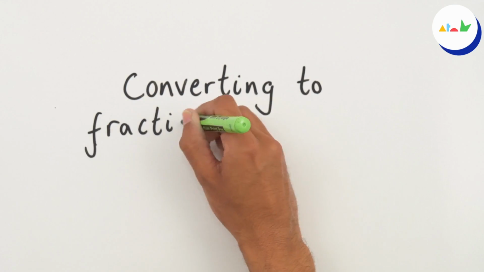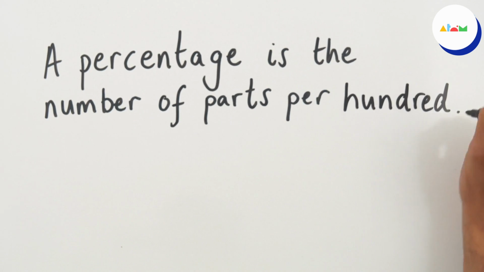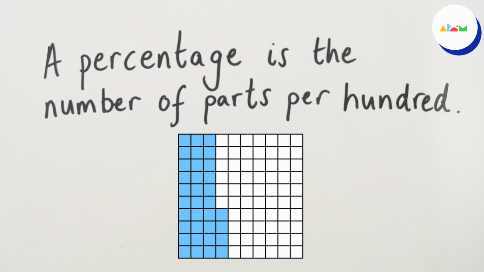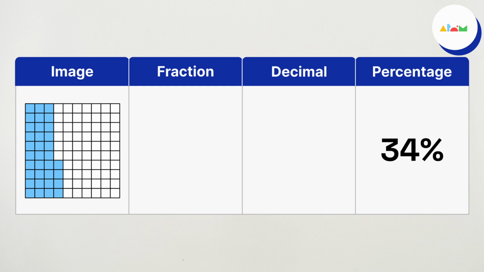Converting to fractions and decimals. We know that percent means the number of parts per 100 and can be represented as the number of shaded squares out of 100. This can be written as 34 and the percent symbol. We can also write 34% as a fraction.